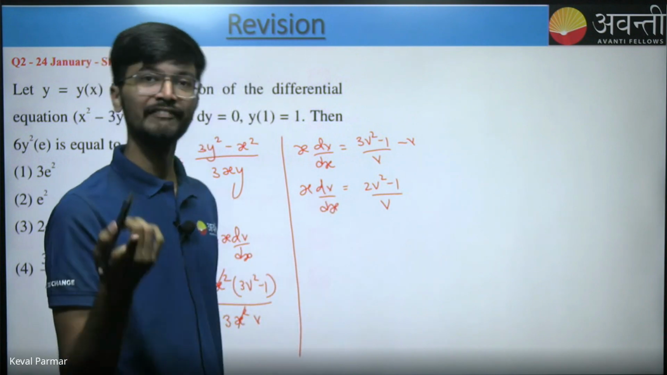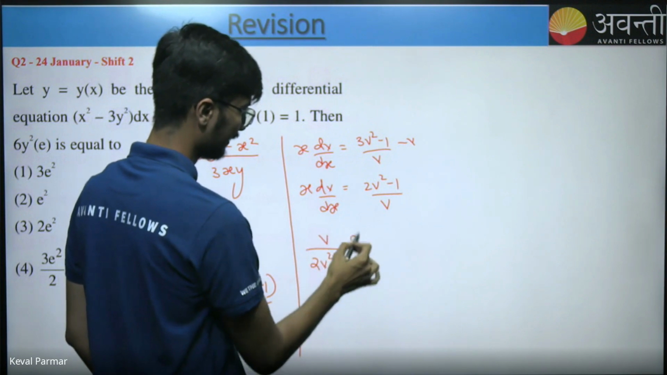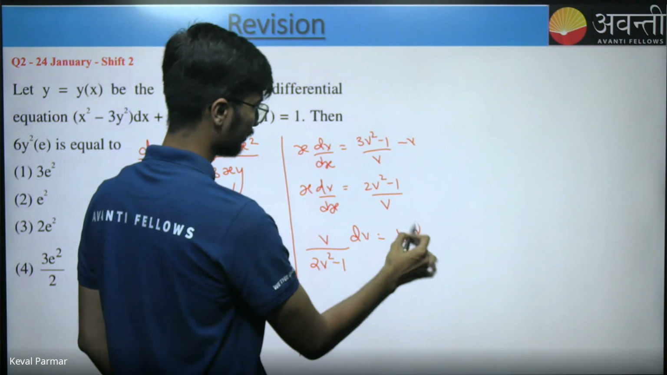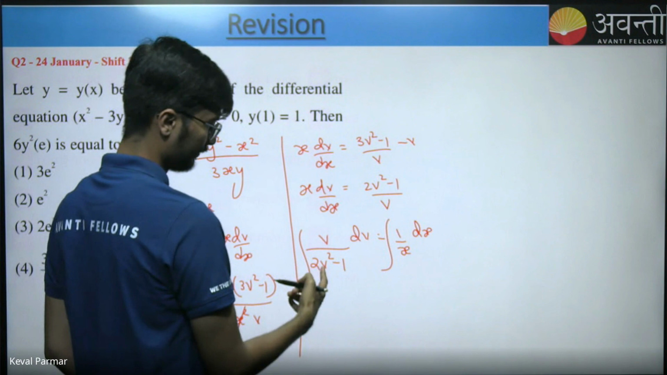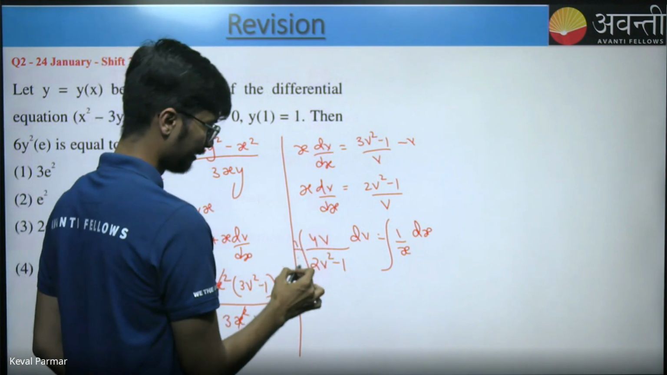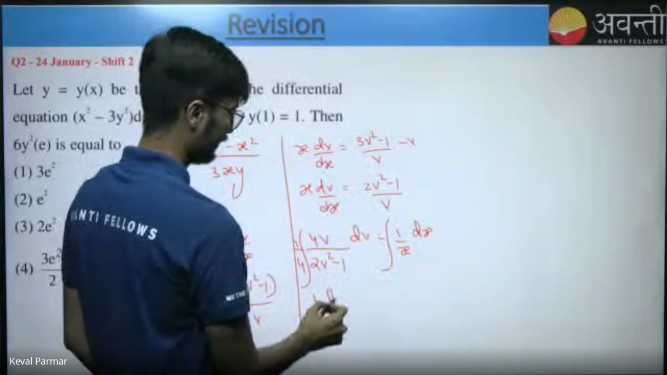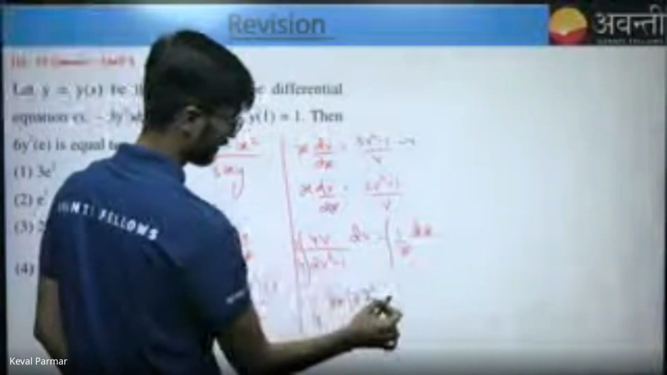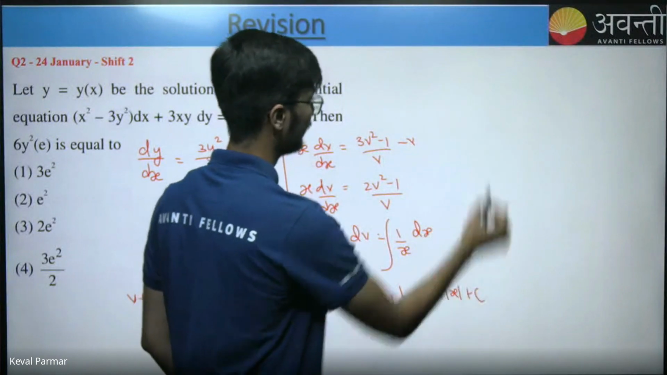Simple. Now we can use variable separable. So let us separate v upon 2v square minus 1 dv is equal to 1 by x dx. Let us integrate both the sides here. So 2v square minus 1. So we'll need 4v. So multiply and divide by 4. Mod 2v square minus 1. V was y by x. So y square by x square minus 1 is equal to ln x plus c.